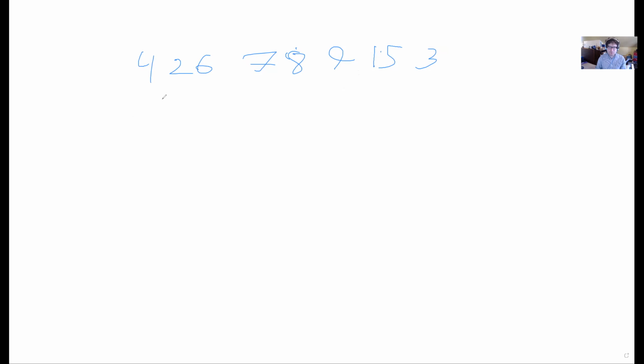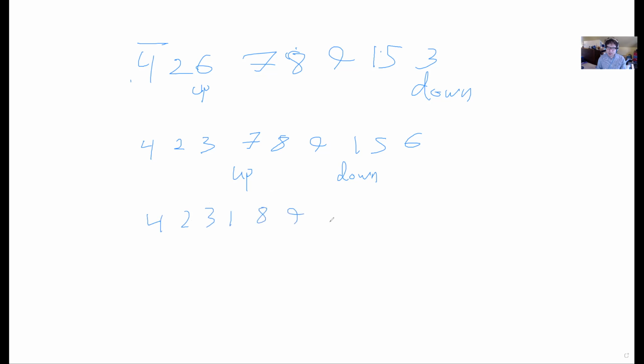Okay, so look up for the first item that's bigger, down for the first item that's smaller. Up for the first item that's bigger is this guy, down for the first item that's smaller than our pivot, right? Our pivot being 4. So up and down, we swap them. Now look up for the first item that's bigger, and down for the first item that's smaller. They have not crossed yet, so we swap them. Now we look up for the first item that's bigger, down for the first item that's smaller, and they've crossed.